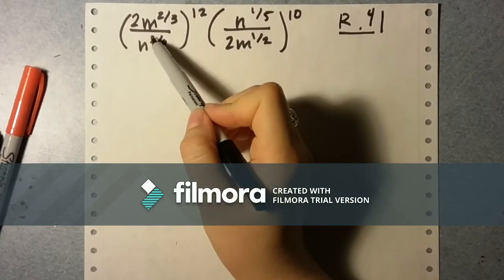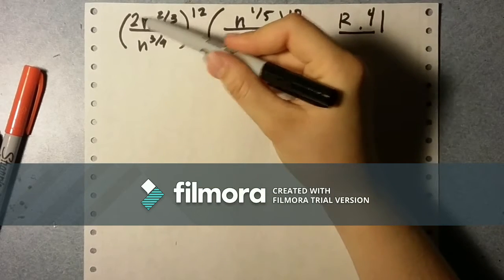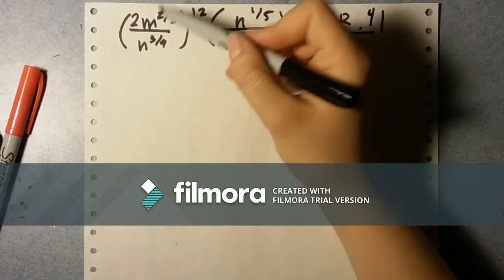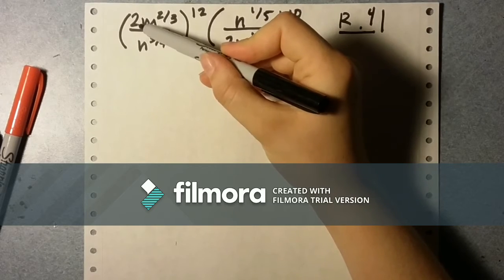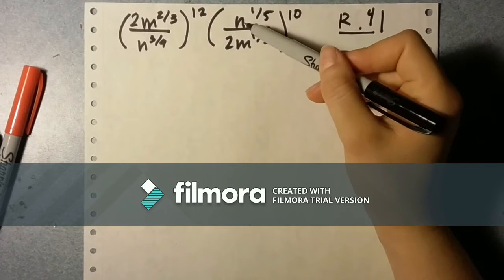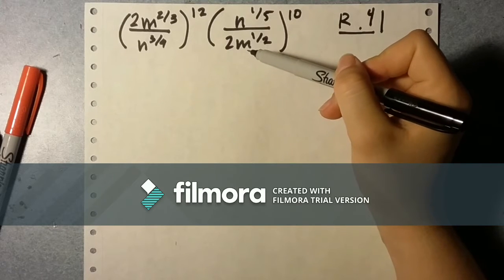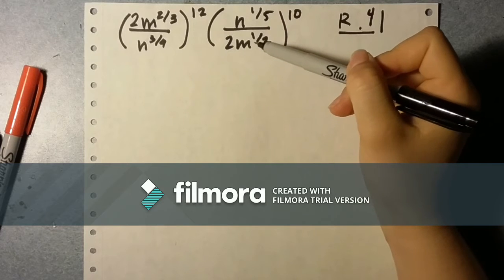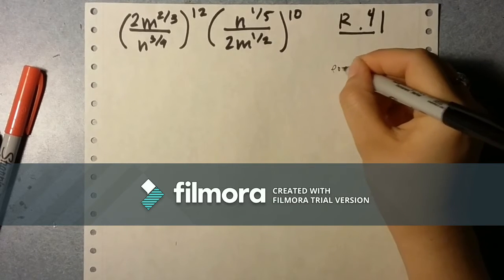But when I'm looking at this, none of the bases are the same. I can't really apply any rules of exponents inside the parentheses. This is an m, that's a base 2, that's a base n. And inside this parenthesis, we have a base n, a base 2, and a base m. So we can't do any of the inside simplifying. The next thing we can do is the power to power rule.